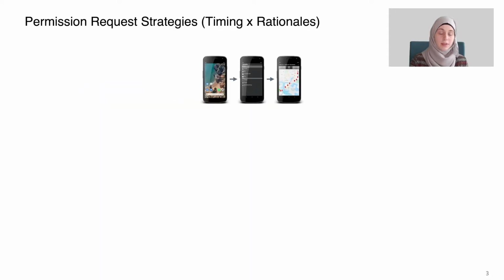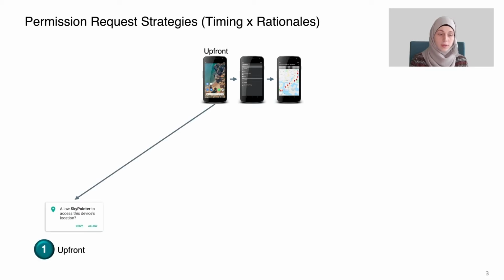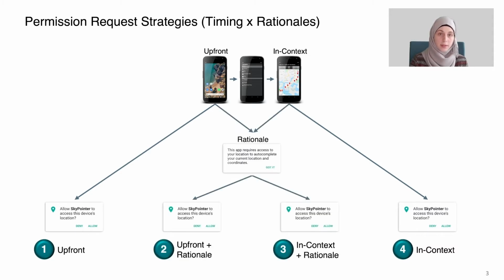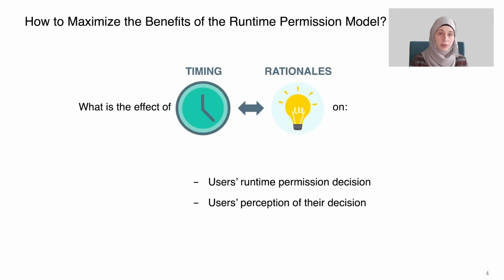Depending on timing and rationales, there are 4 different permission request strategies. Either the permission is requested upfront at app launch, or in context when the access to the permission-protected resource is needed. For both upfront and in context requests, the app developer also can provide a rationale message. Since the runtime permission model of Android allows developers to request permissions using different permission request strategies, the question now is, how should developers request permissions to maximize the benefits of the runtime permission model?